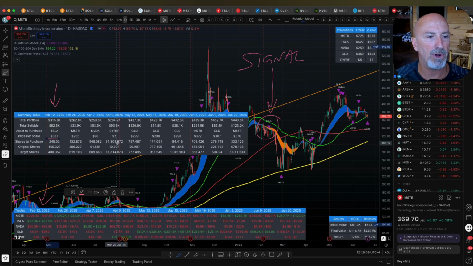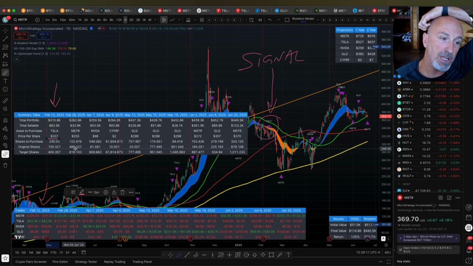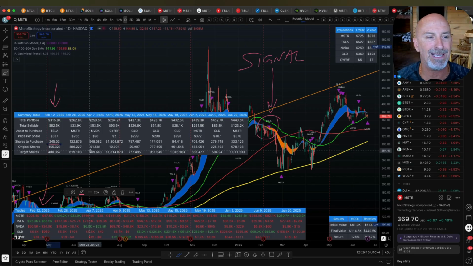At that time, the price per share of Tesla was $337. I needed to purchase 245.03 shares of Tesla. I was holding at the time 155.327 shares of Tesla. Now my target number is 400. That's the 245 that I'm about to purchase and the 155 that I was already holding onto. Gives me a grand total right here of 400 shares of Tesla.